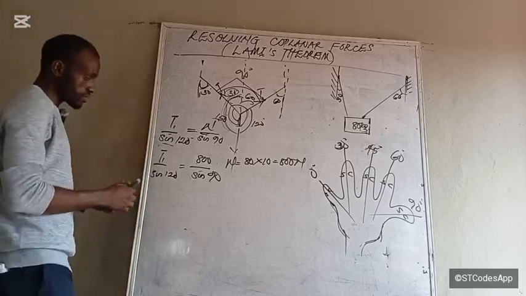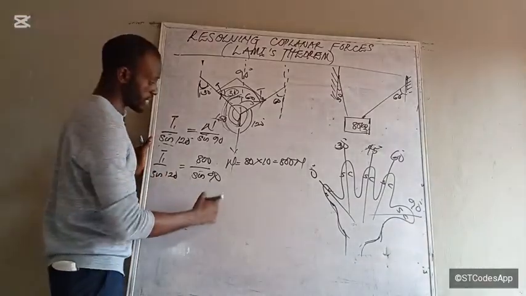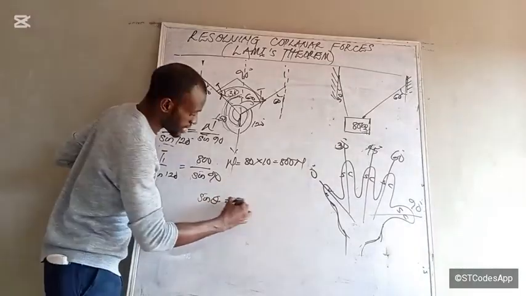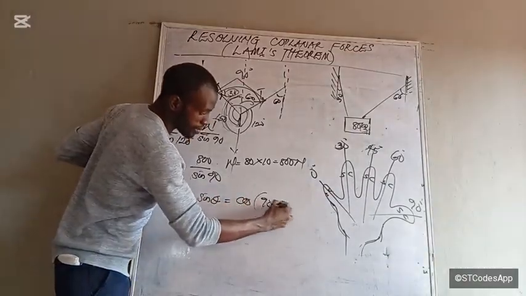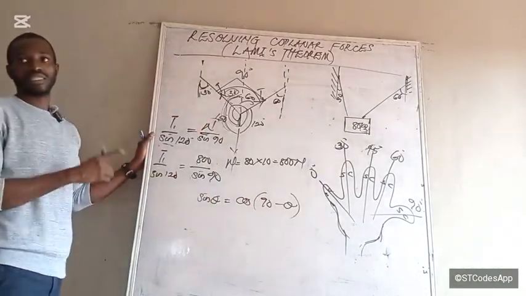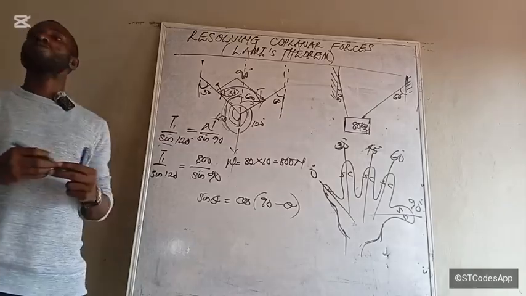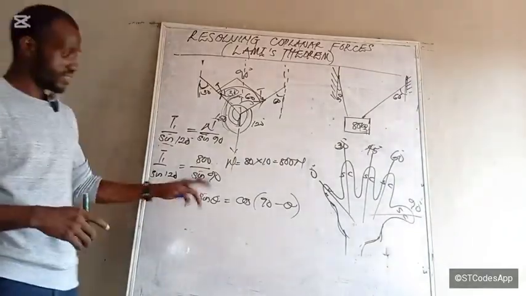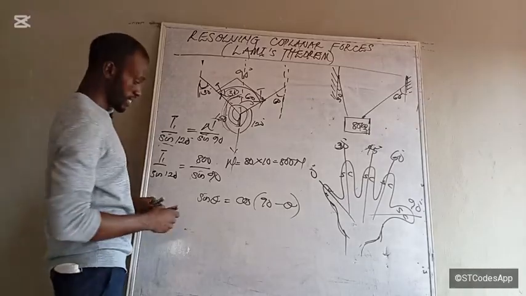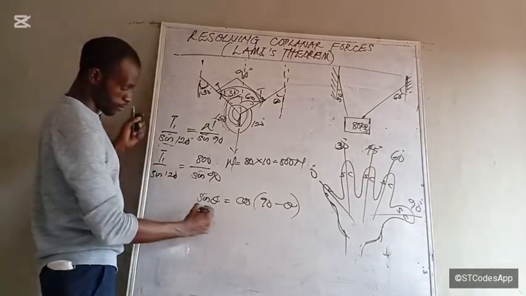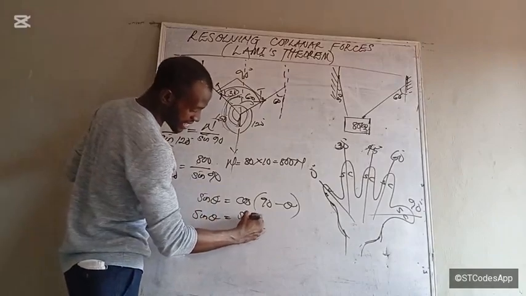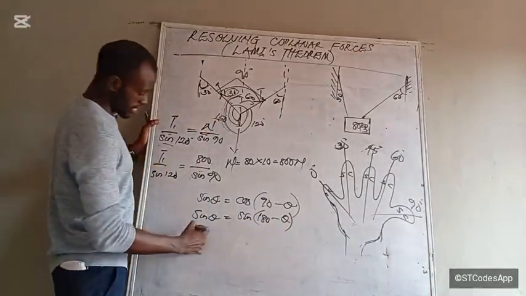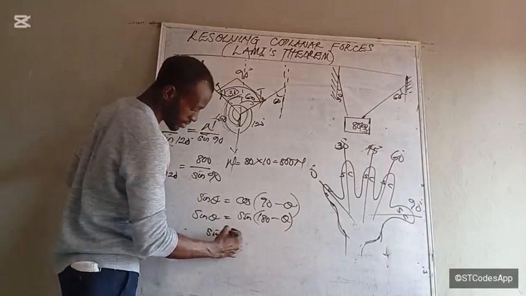Alright, so here, sine 120. Watch, let me show you something. The sine of an angle theta is the same as the cosine of 90 minus that angle. Do you remember this? When we were doing coplanar forces, if you do cos of this, it's the same as sine of that. So it's the same case. Now here, the sine of an angle also is the same as sine of 180 minus that angle. So here, sine 120 will be the same as sine 60.